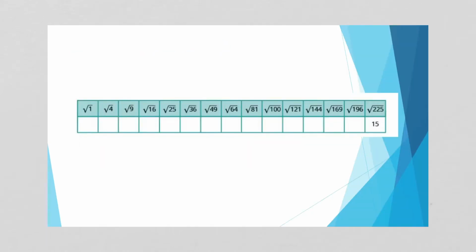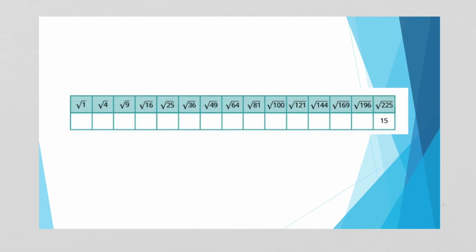It really does help you to know the perfect squares, at least up through 15. So the square root of 1 is 1. The square root of 4 is 2. Square root of 9 is 3. Square root of 16 is 4. Square root of 25 is 5. Square root of 36 is 6. Square root of 49 is 7. Square root of 64 is 8. Square root of 81 is 9.